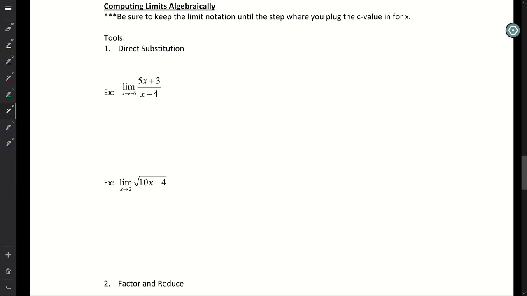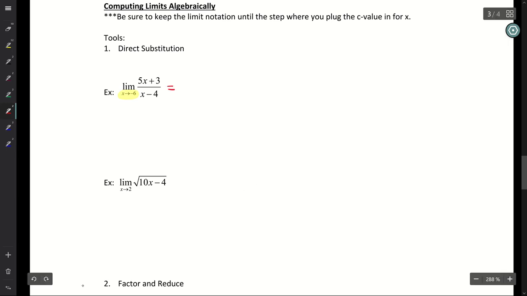Here are your tools. Your tools are, first of all, direct substitution. This happens when you have a nice, well-behaved function in or close to the particular x value that you're looking at. So here we're looking at x approaches negative 6. We have a rational function. Remember, we looked at domains of rational functions, and we said the denominator couldn't be 0. So like on this particular problem, at x equals 4, we have a problem because the denominator would be 0. But notice that the x value that we're approaching is nowhere close to 4. So because it's negative 6, that's not going to cause us any kind of issues.